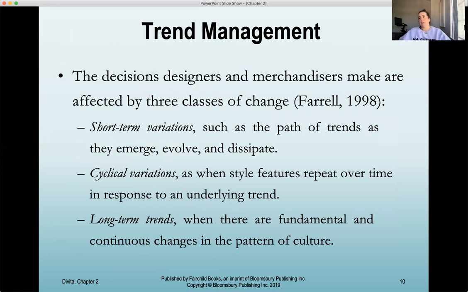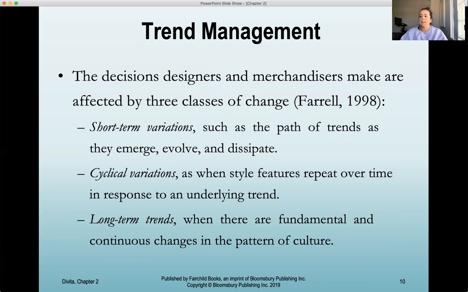Trend management. So the decisions designers and merchandisers make are affected by 3 classes of change. Okay, very important for your midterm and just in general. Number 1, short-term variations. Okay, this can be a path of trends as they emerge, evolve, and dissipate. Okay, so short term, right? Are we adopting a trend? And designers and merchandisers are kind of seeing if they should adopt the trend. Is there going to be in the short term a huge variation where the trend emerges, it evolves, and it dissipates in a really short amount of time?